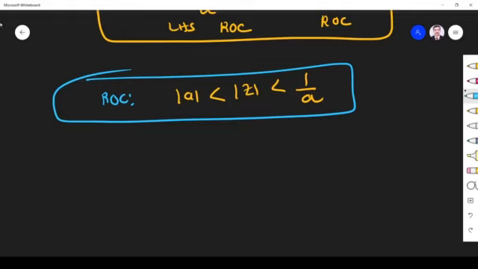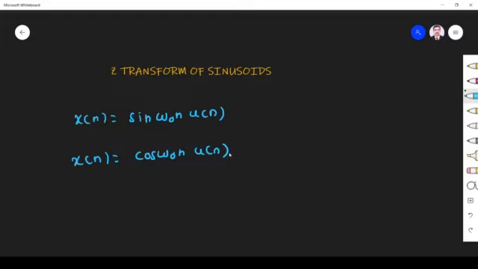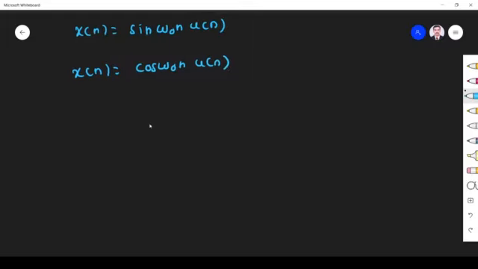And next problem is, now we see Z transform of sinusoids. The first problem is Z transform of x of n is equal to sine omega naught n u of n. And second problem is Z transform of x of n is equal to cos omega naught n u of n. Right? Okay. So first we take sine omega naught n. So this first problem, right?